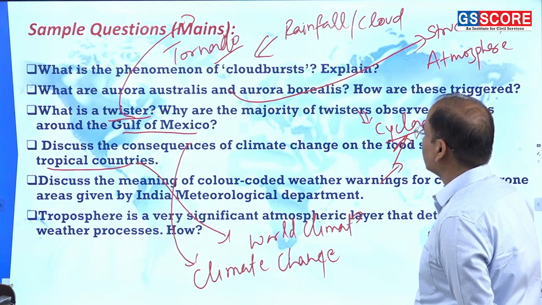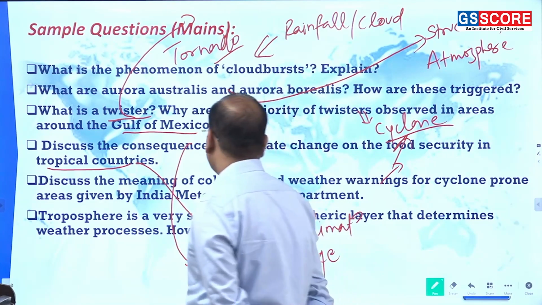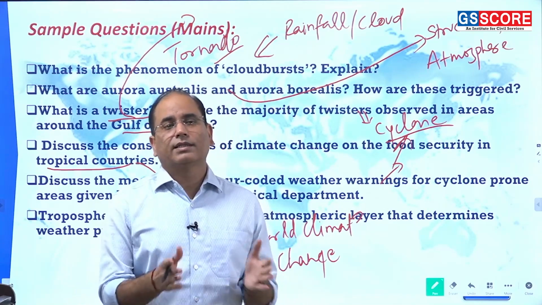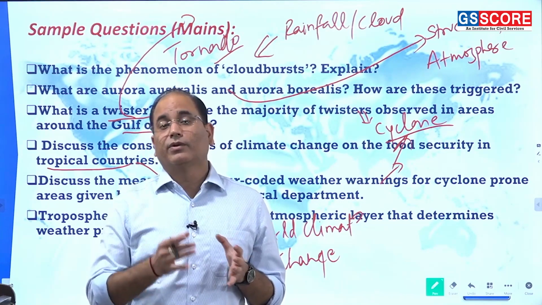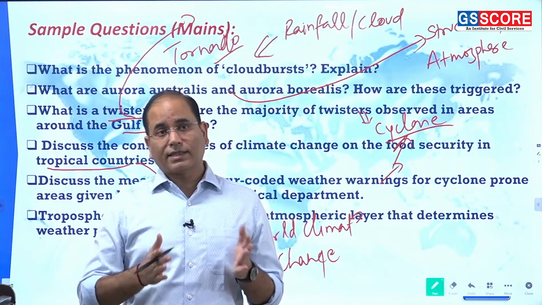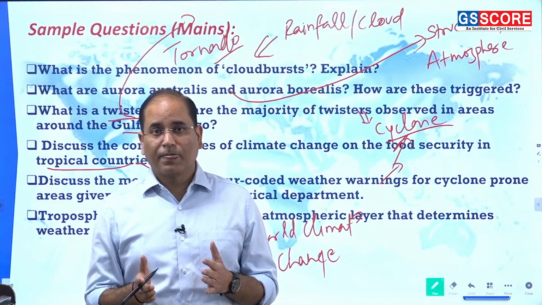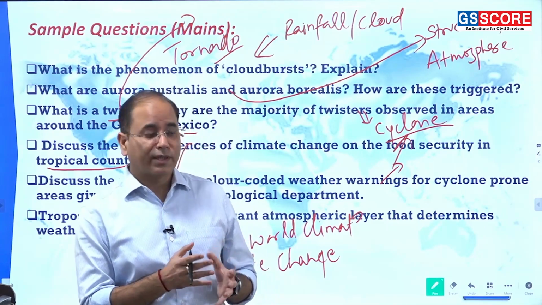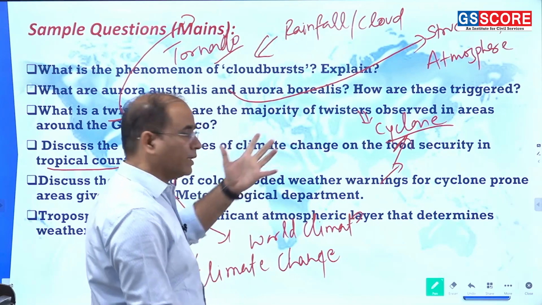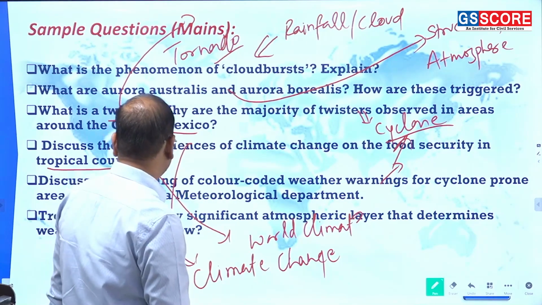Discuss the meaning of color coded weather warnings for cyclone prone areas given by the IMD. This question is of tropical cyclone. Also, it is very much associated with one more component of mains, that is disaster management. Disaster management basically is a topic of GS paper 3, but a disaster management question can also be asked in paper 1. So this is associated with the climatology mix as well as disaster management.